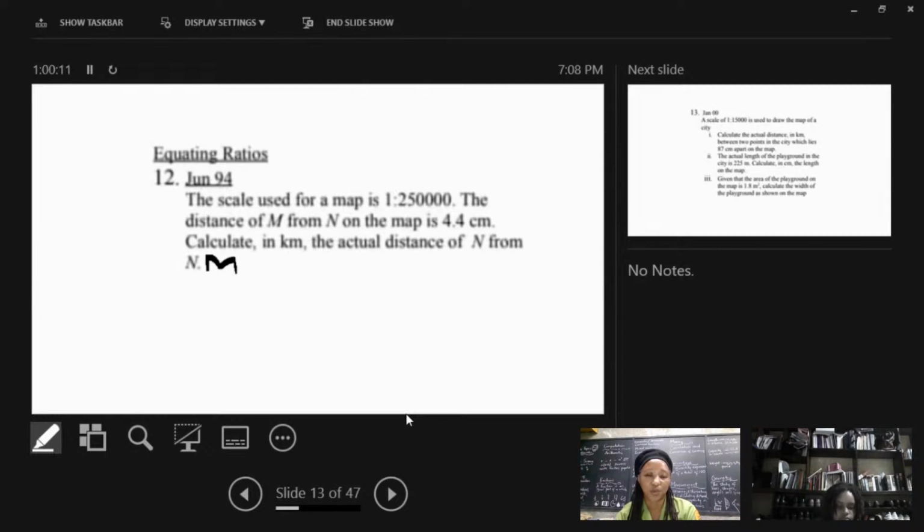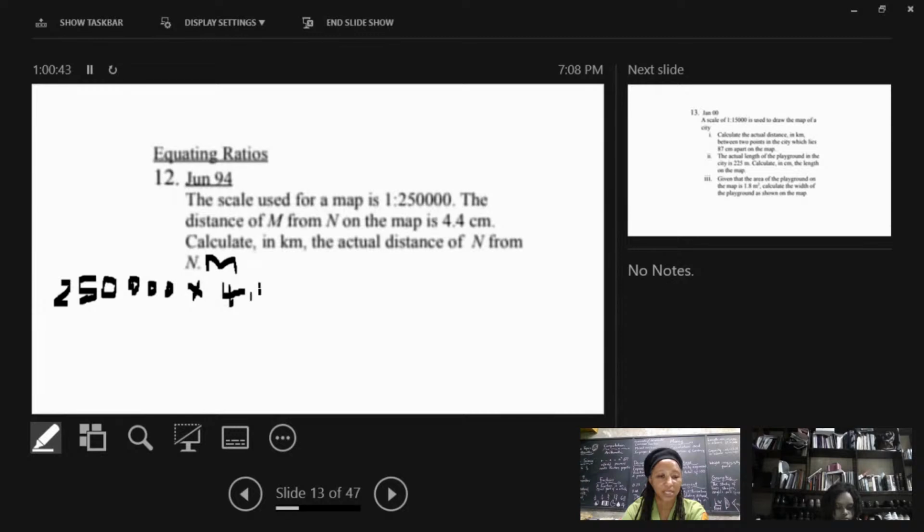So the scale that they use on the map is 1 to 250,000. So if the distance on the map is 4.4 centimeters, what's the actual distance on the land? But they want it in kilometers. So we would have to multiply the 250,000 by 4.4 and then change it to kilometers. Because this would give centimeters, right?